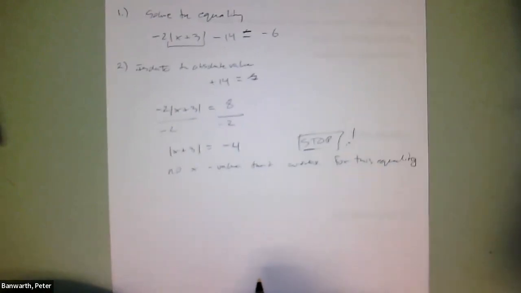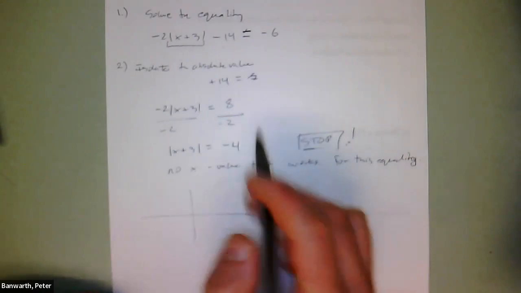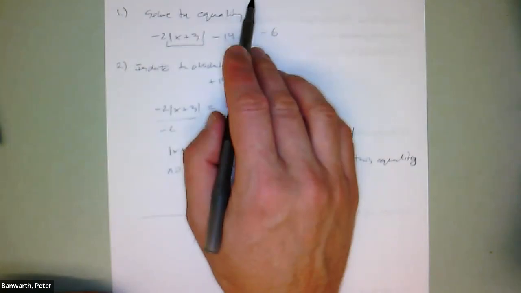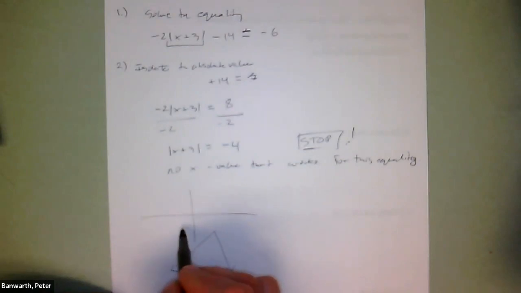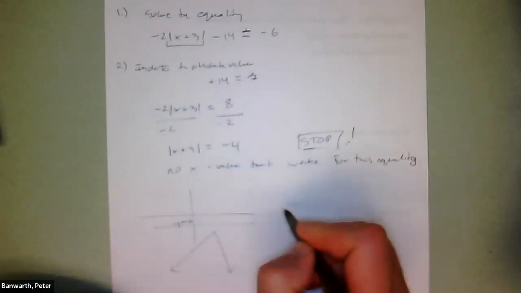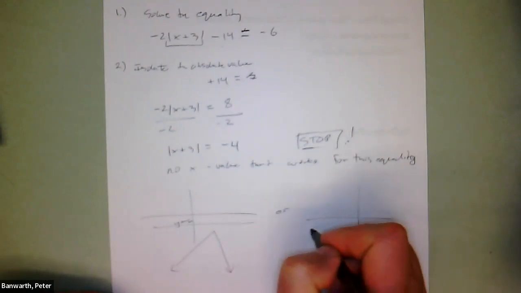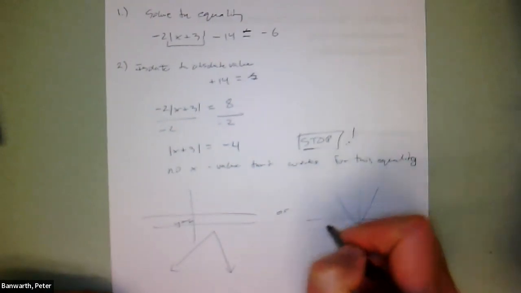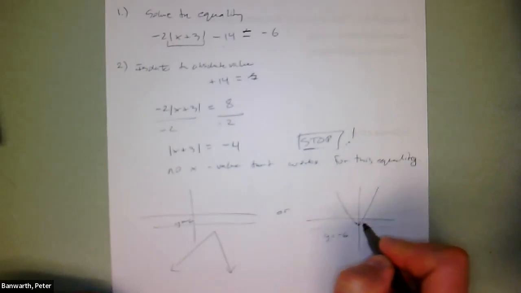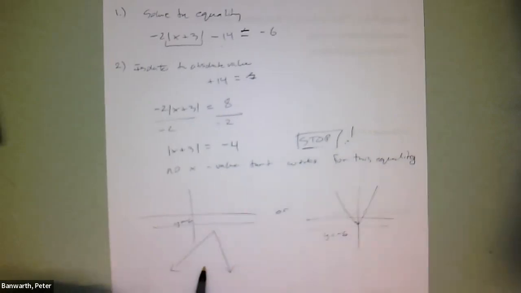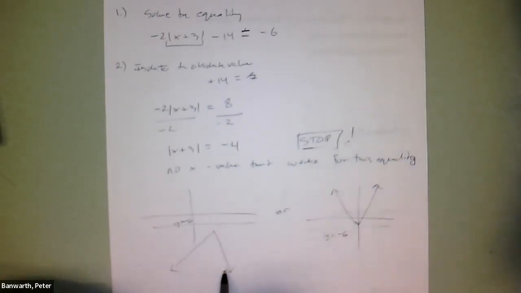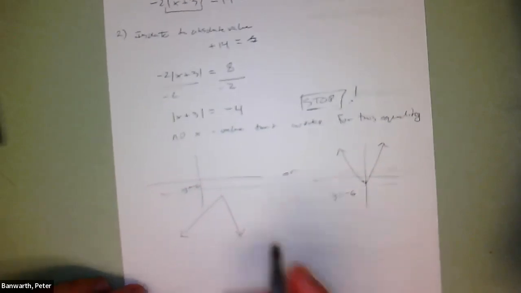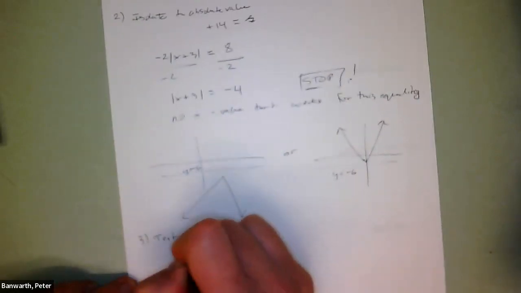And what does that mean? Well, that means if I draw a graph, that's going down, and it crosses below. So my options are either it's always below y equals negative 6, or it's always above y equals negative 6. If it never touches, we know an absolute value graph looks like this or this. So it's either always below or always above. And how do we know? Test a point.